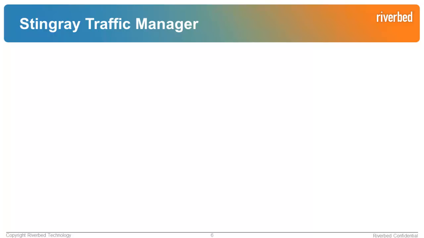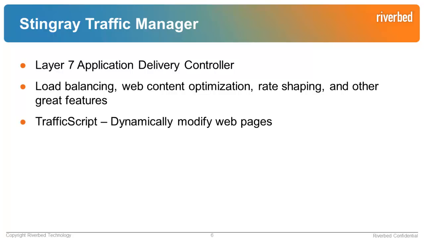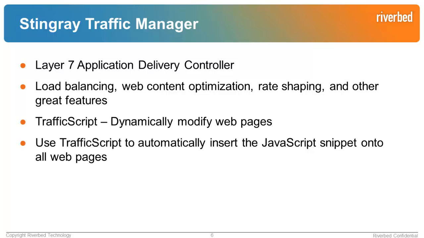The Stingray Traffic Manager is a fully featured Layer 7 application delivery controller that you use to front-end your web application. Stingray performs many great features such as load balancing, web content optimization, rate shaping, and Flyscript. Flyscript can be used to dynamically alter the content of your web pages. So what we're going to do is use Flyscript to automatically insert the Opnet JavaScript onto all web pages. But how do we do this? And that's where Flyscript comes in.